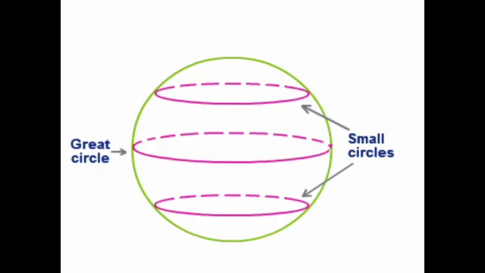You can see on this diagram that the center is at the center of the Earth. So the equator gives us a great circle. And all the longitudes also give us great circles.